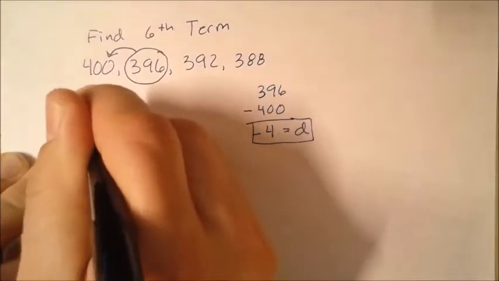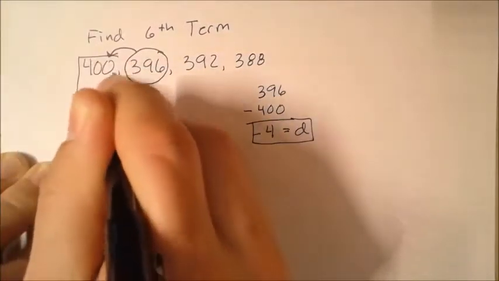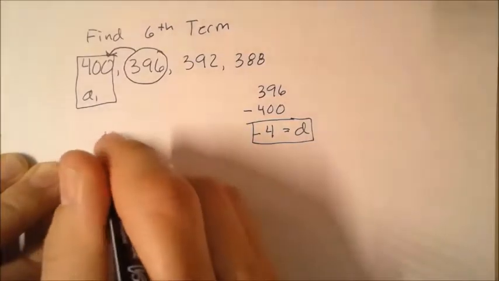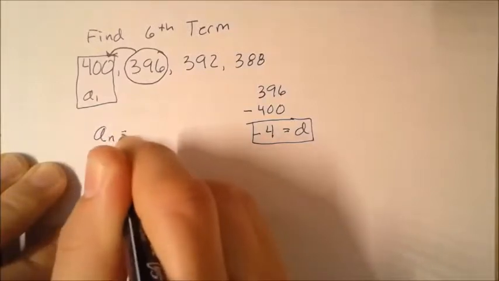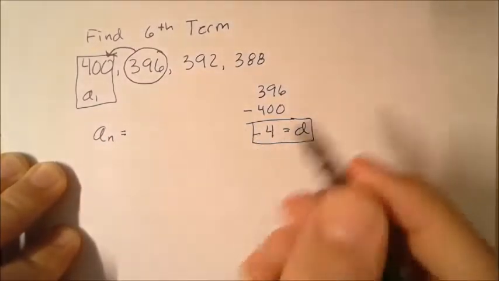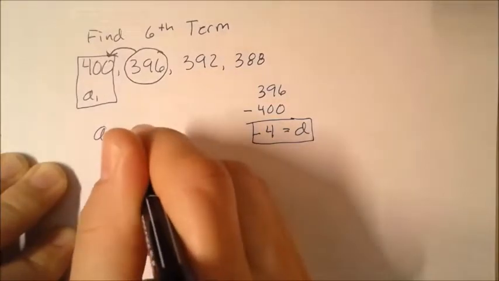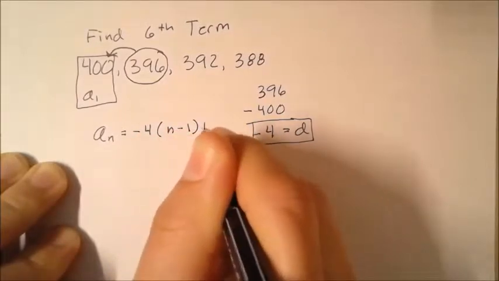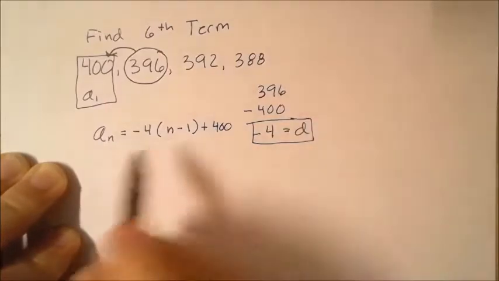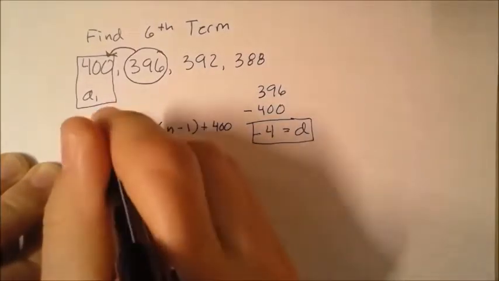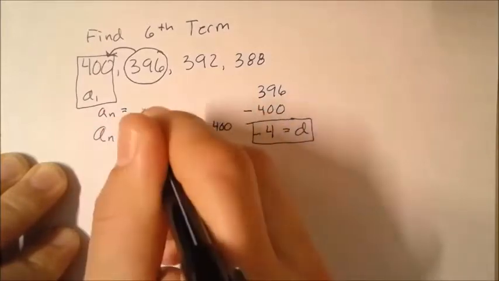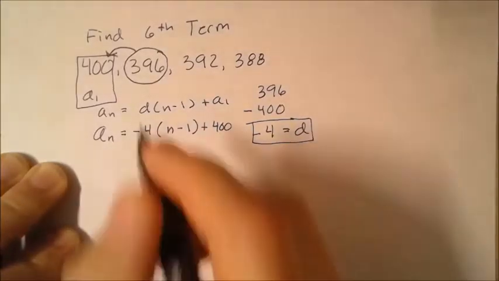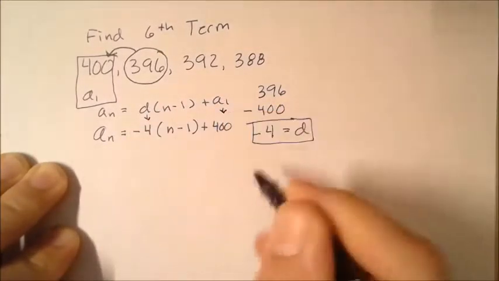I need to find my a sub 1, and that's always the first number in my sequence. Now that I know the a sub 1 and I know the common difference, I'm going to write my explicit formula. So a sub n is equal to my D, which is -4, times n minus 1, plus 400. If you're wondering where I got that from, if you need a refresher, it's a sub n is equal to D times n minus 1 plus a sub 1. So we just substituted our values for the common difference and for a sub 1.